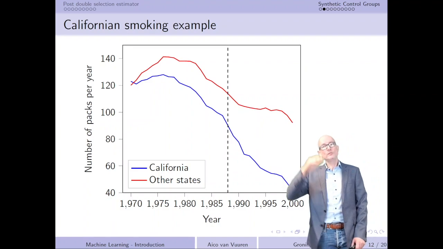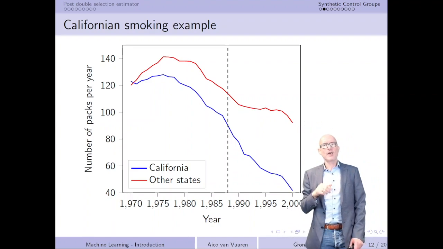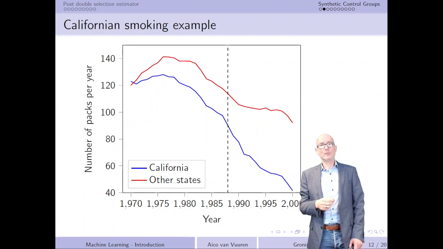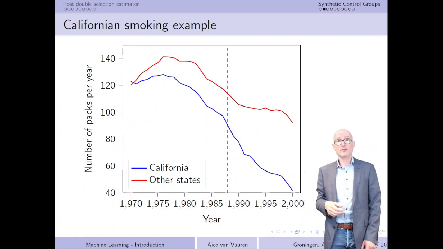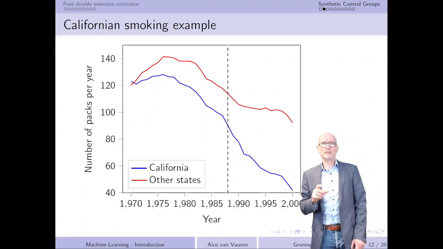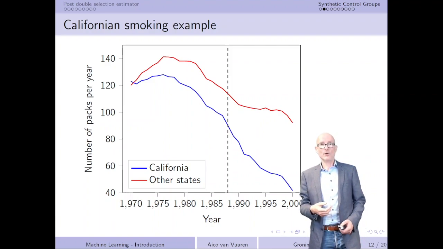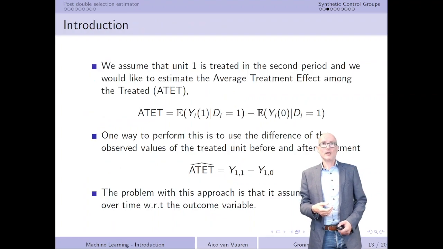But also there we do see that there has been a decrease. However, the decrease has been somewhat less than in California, and we do see that, for example, in the year 2000, there's quite a big difference between cigarette consumption in California and that in the rest of the United States.